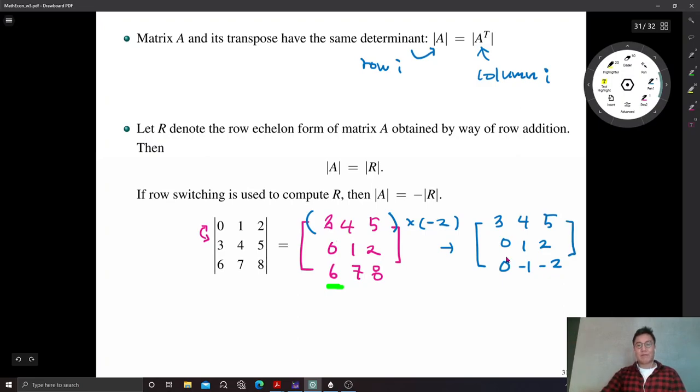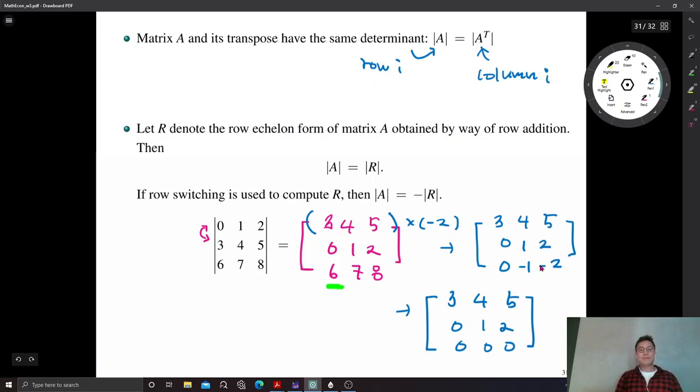And then we have to kill this -1. So it's just adding the second row. So adding the second row to the third one gives us... Now we can kill those two numbers at the same time. So this is now the row echelon form of the original matrix.